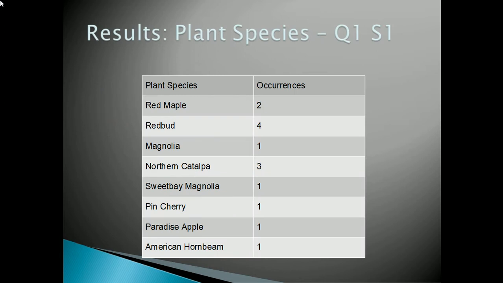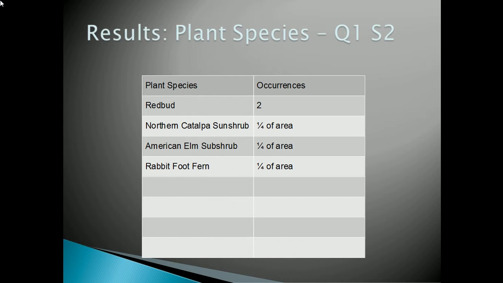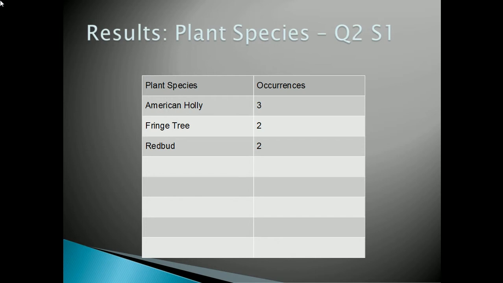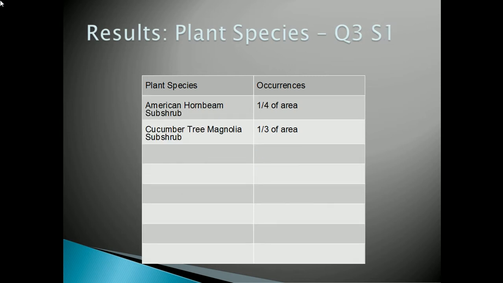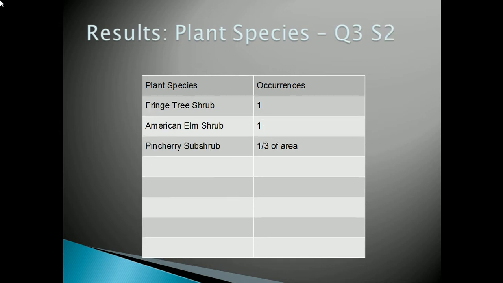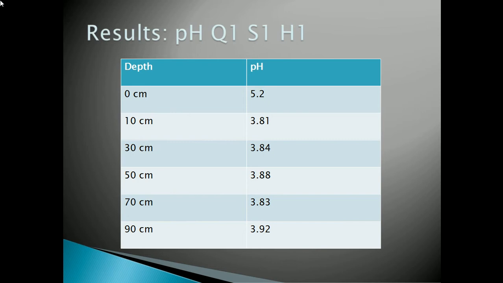Thus far, here is our recorded data. Plant species that were observed at each section are recorded along with their respective number of occurrences. The recorded pH of the soil as a function of depth is also recorded here. At first, our results were slightly unexpected and likely inaccurate due to possible experimental error.